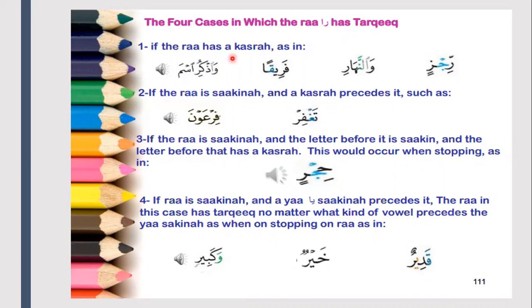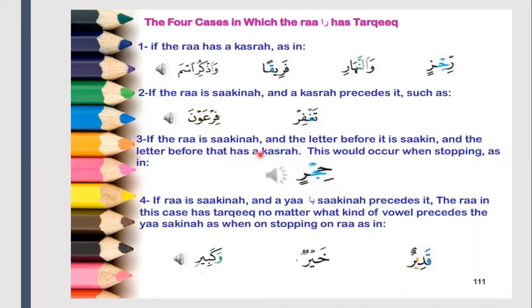If the Ra has a Kasra on it, it becomes Tarqeeq, which is same as the cases of Fatha and Dhamma that we saw previously. If the Ra is Sakin and a Kasra precedes it, so here the Ra has a Sukoon on it, and before the Ra there is a Kasra.